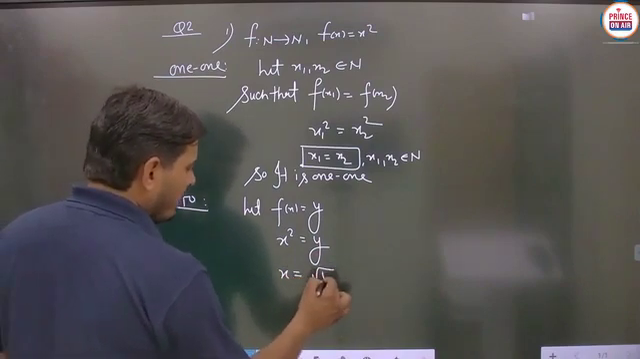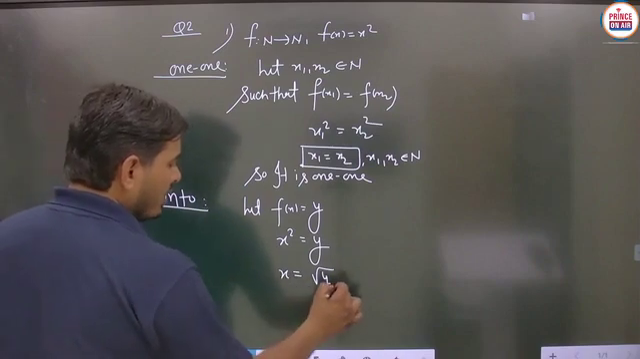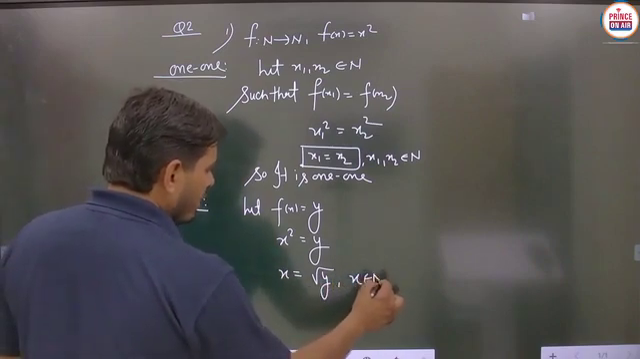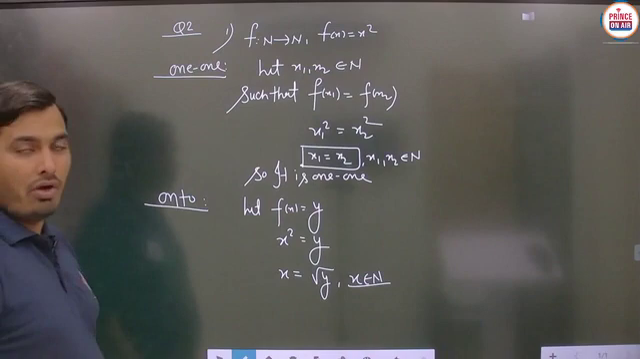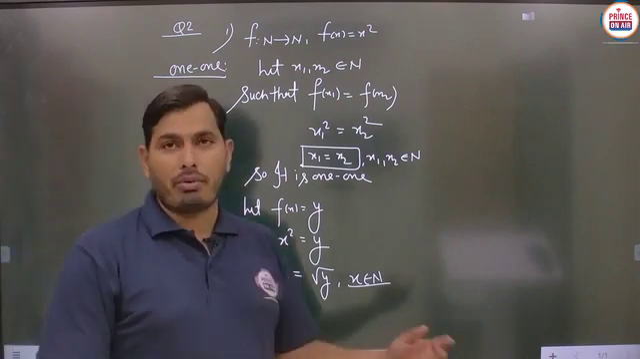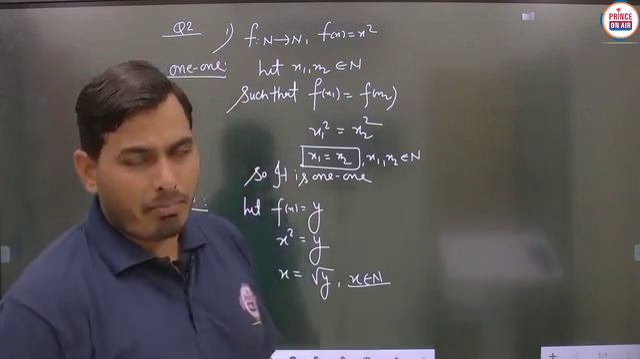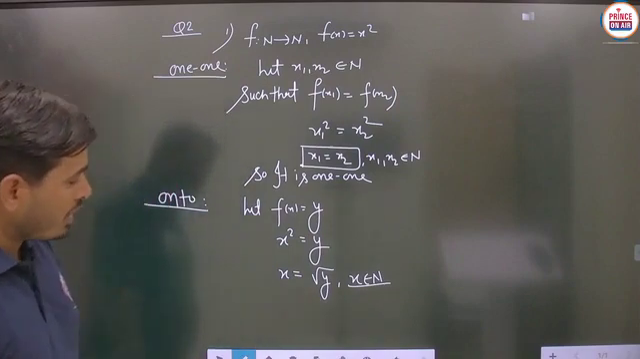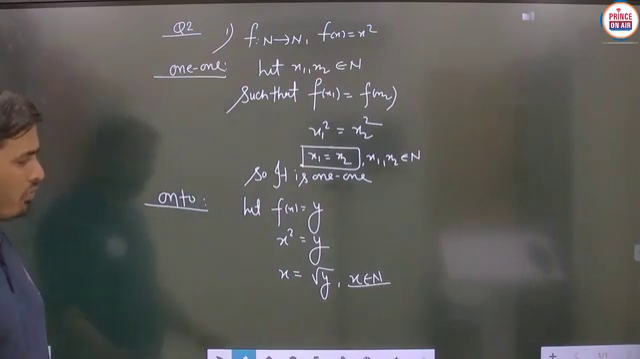But here we have to take only the plus of root y, because here x belongs to the natural numbers. We have to keep in mind this thing: any natural number cannot be negative, so we take only the plus sign. Is it to be clear? No negative sign is to be taken. Now, student, we have to convert the process.